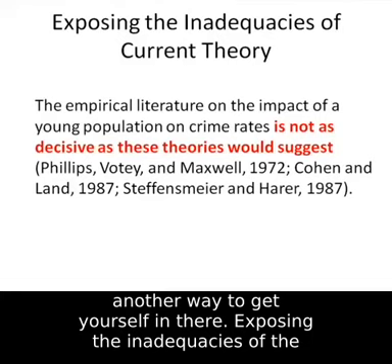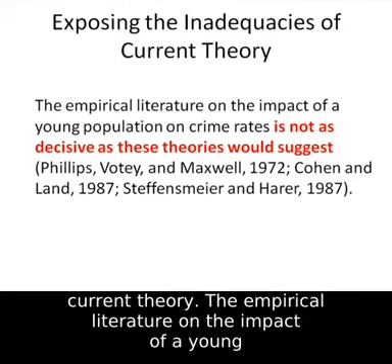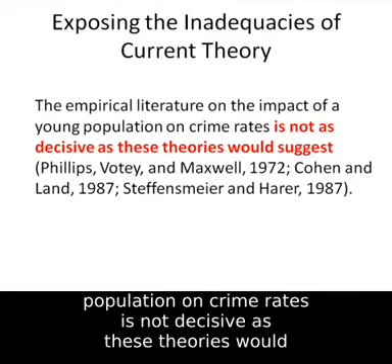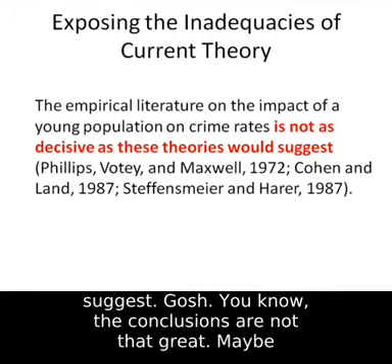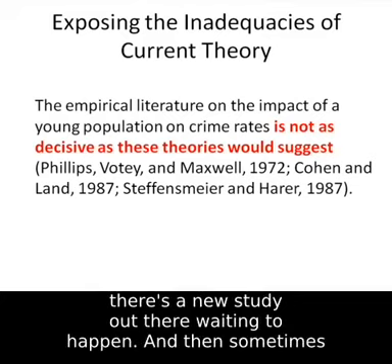Exposing the inadequacies of the current theory. The empirical literature on the impact of young population on crime rates is not as decisive as these theories would suggest. Gosh, you know, the conclusions are not that great. Maybe there's a new study out there waiting to happen.